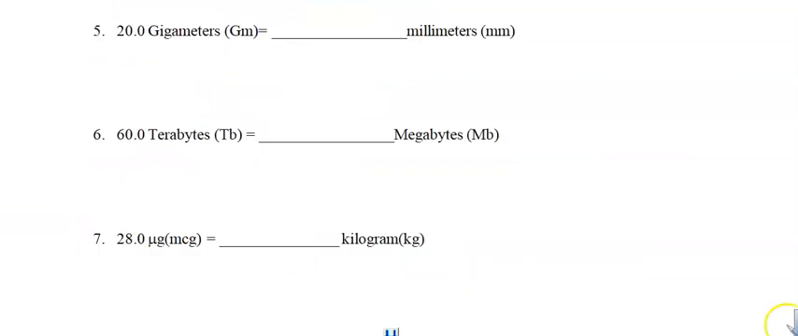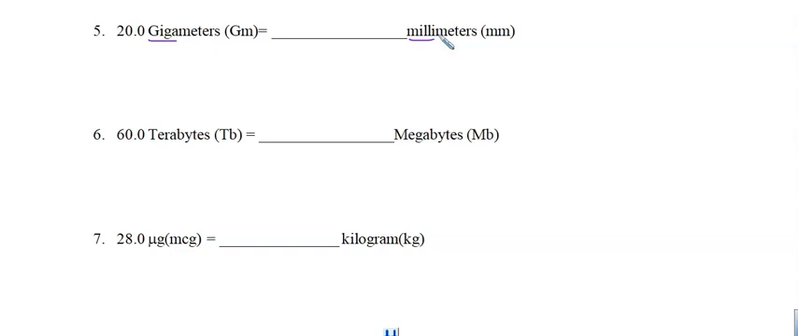Alright, let's look at a couple more. So now we're going to go metric. We're going to pretty much stay in the metric system here. Can you see here that I've got gigameters and I'm trying to get to millimeters. So I've got one prefix trying to go to another prefix. And I don't want you to figure it out in your head. Some people can, some people can't. They do a bad job when they try.